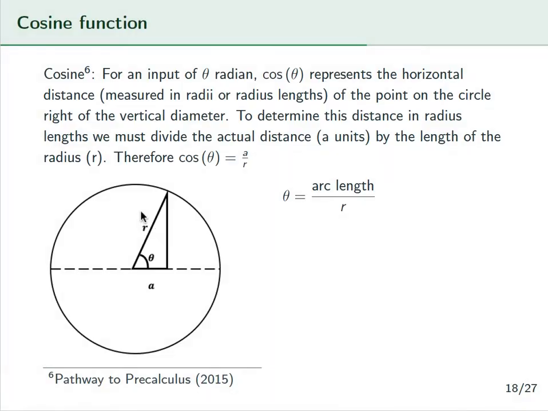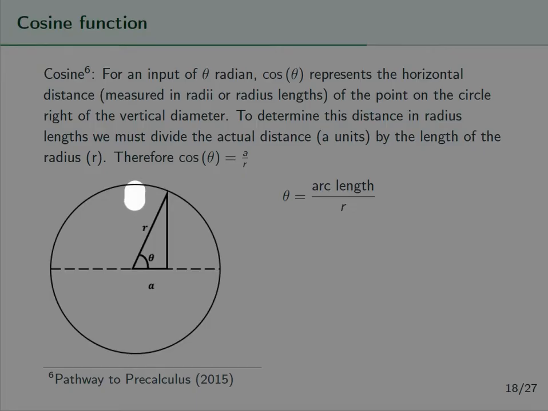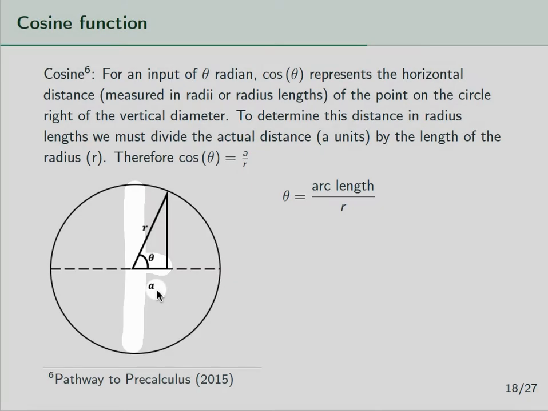Let me draw again here. Here's the vertical diameter, and it measures this length. But if we just measure this length, it's just a, right? But we're using r as a unit. So we do a divided by r. How many r can go into a? Compared to the radius length, what is this length? So we're finding the ratio.